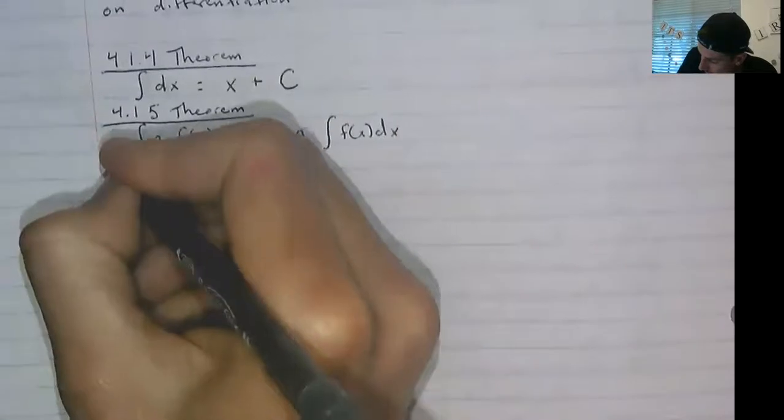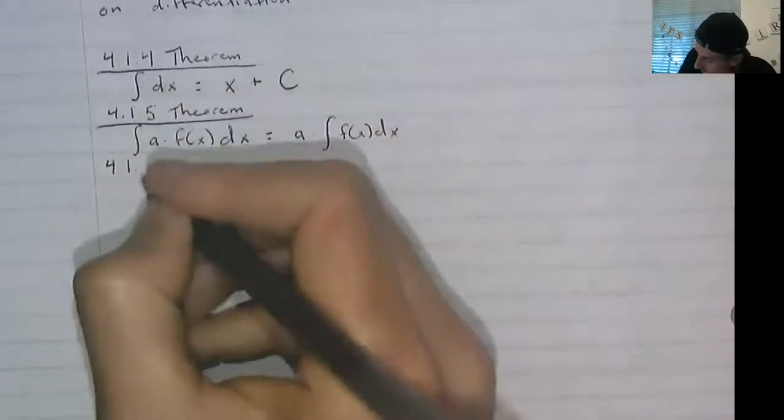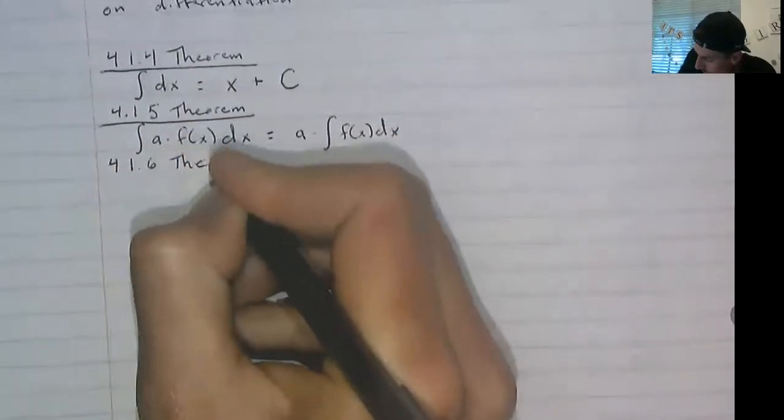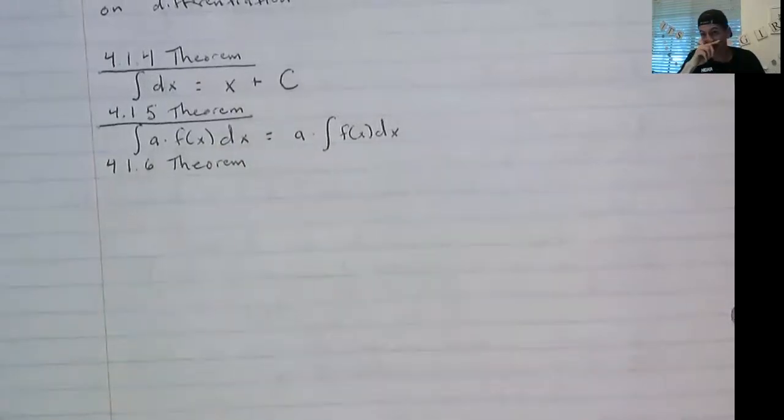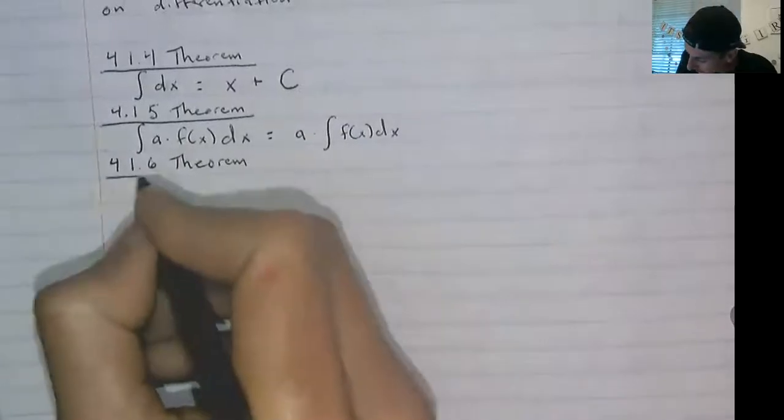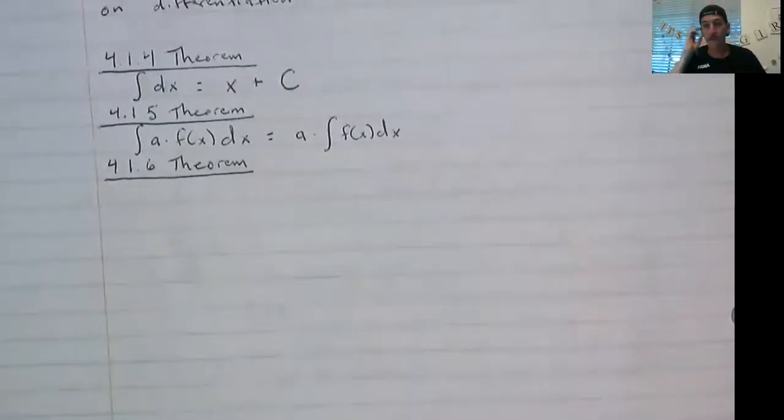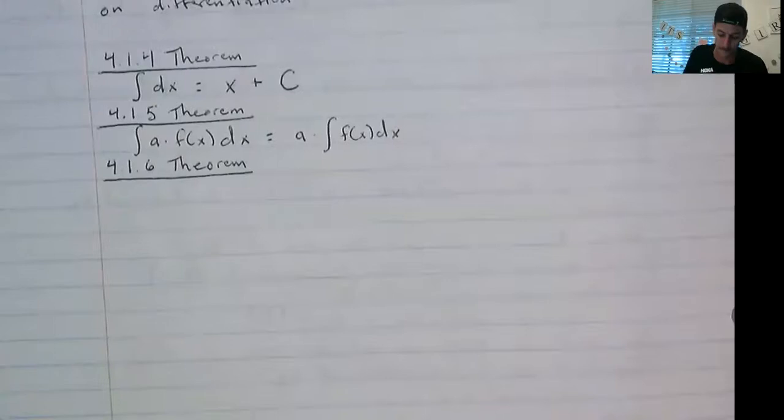Just like with the derivative, we're also going to be able to break apart polynomials so that the antiderivative of a sum is the sum of those antiderivatives. And even going further back, these all kind of come back to some limit theorems too.